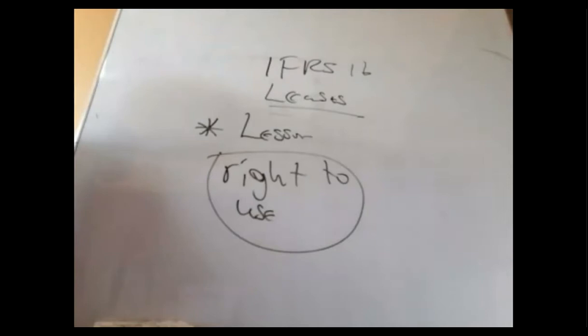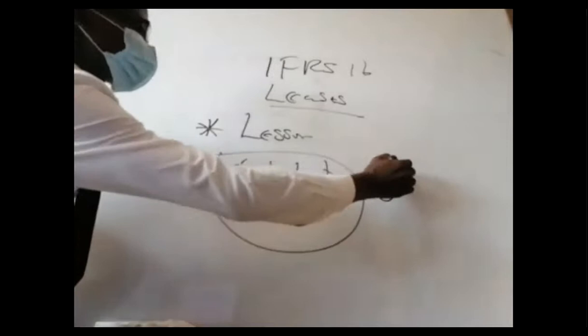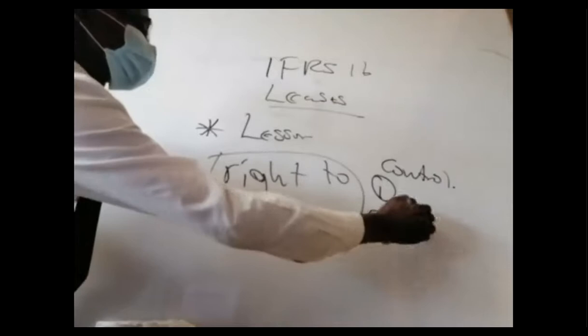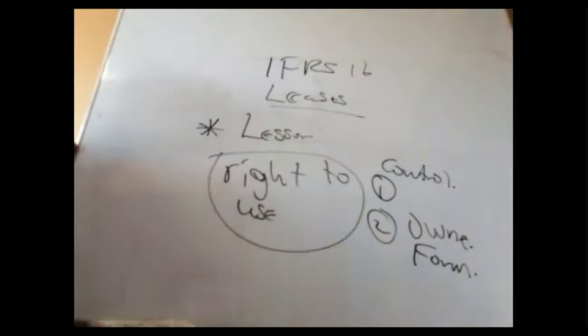You are not transferring the entire asset. You are not transferring the two sections. We have the right to use an asset; that is the control. Then we have two, the ownership; that is the form, the substance over form. So anytime you transfer control, that means we have transferred the right to use the asset. That is why the lease should be accounted for.